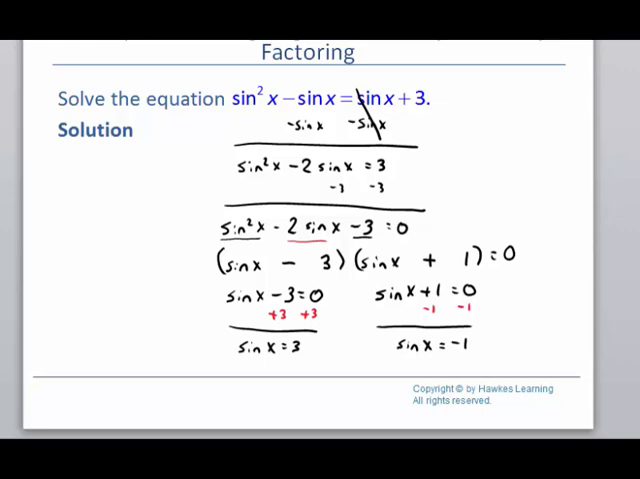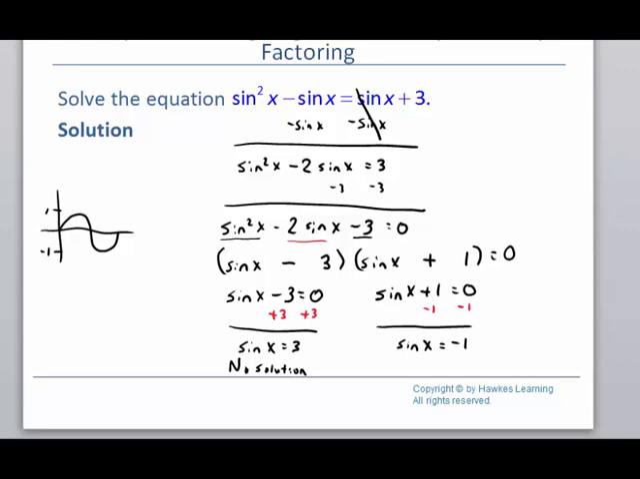Now, if you consider your sine graph for just a second, remember that our sine graph has this shape. It reaches a high point of 1 and a low point of -1. So is there a point on this graph where sine is equal to 3? There's not. The sine graph doesn't go any higher than 1. So this part is going to produce no solution. There is no angle that has a sine value of 3.